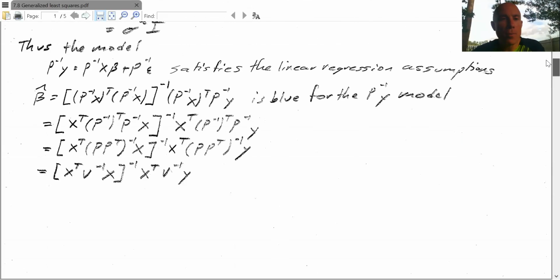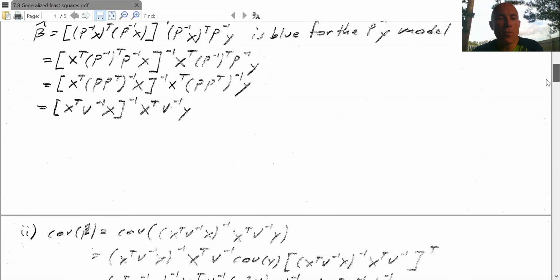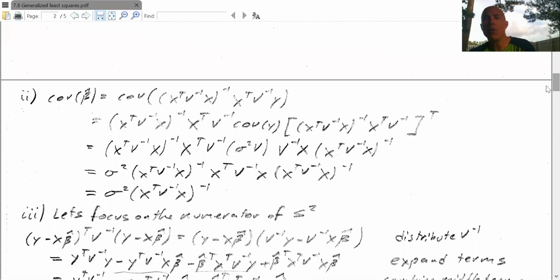All right, now, part 2 of the theorem. Here, the covariance of our coefficient estimate is very similar to what we have in regular linear regression, except we have a V inverse smack dab in the middle of the inverse part. All right, so let's take a look. How do we do this? If I remember correctly, your textbook didn't do it, but it's just such an easy problem. I couldn't resist doing it.